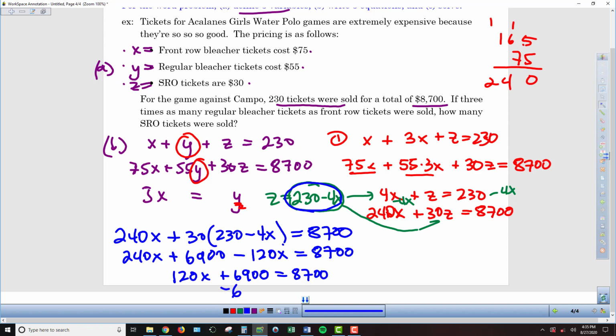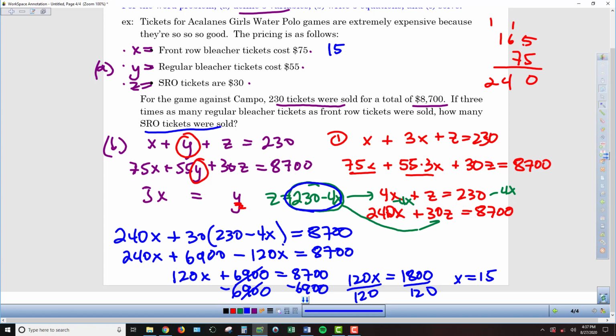Now I'm going to subtract 6,900 from both sides. And so now we're left with 120x equals 8,700 minus 6,900, which is 1,800. And so our last step is to divide both sides by 120. And so then we get 15. So that means there were 15 of these front row bleacher seats sold.